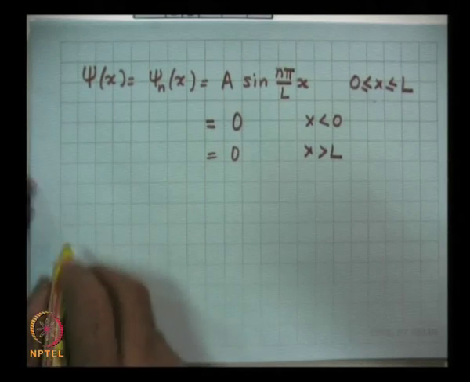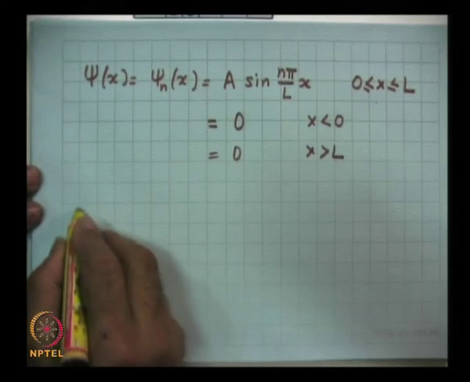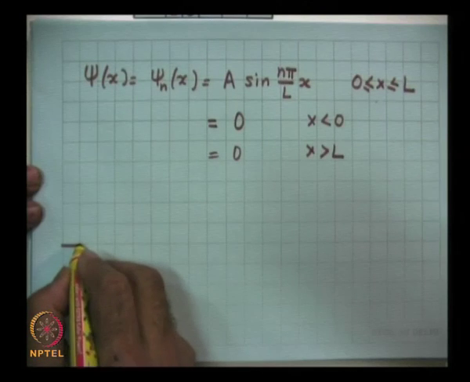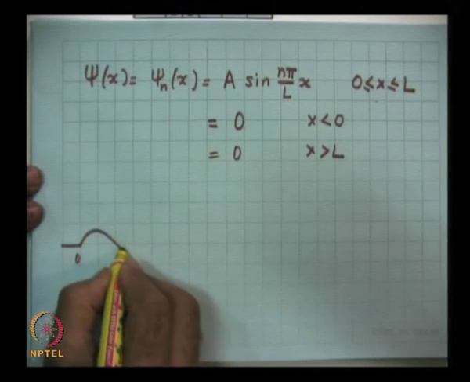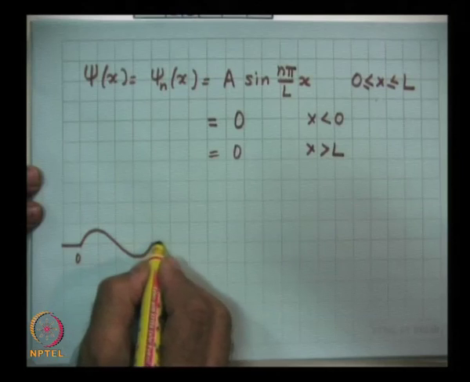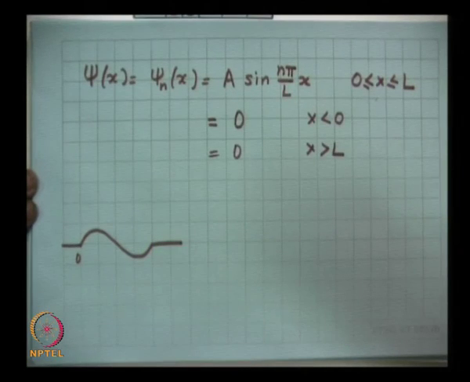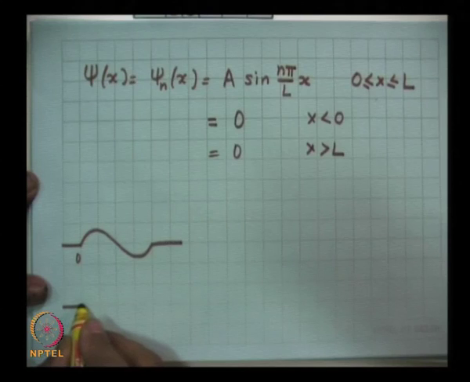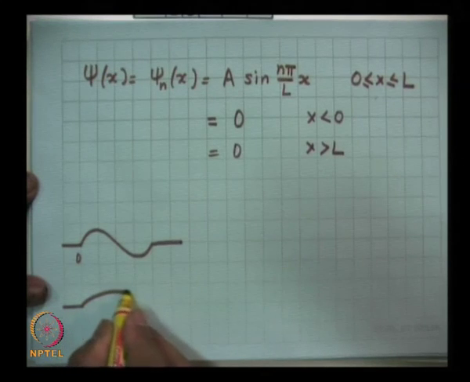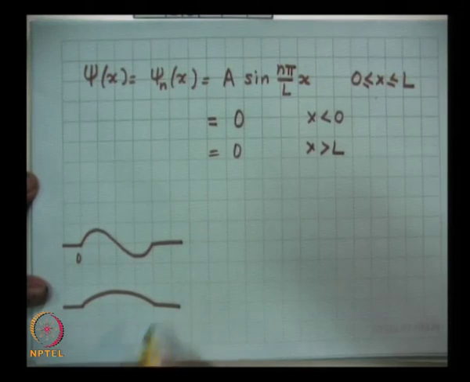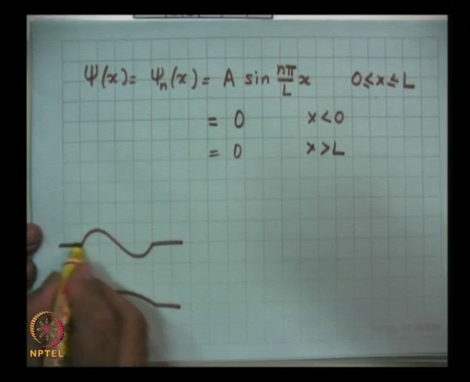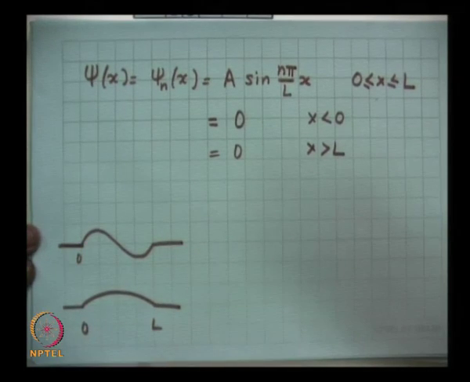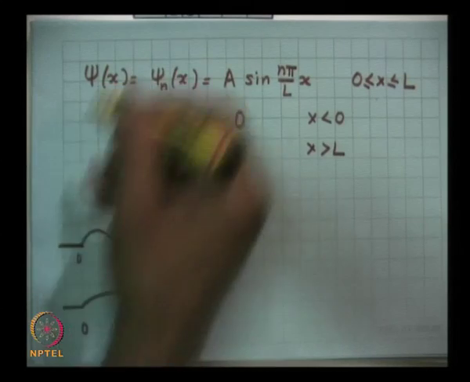So, you will have, for example, for the second state, it will start from 0, this is the x equal to 0 part, and then you will have like this, and then it will come like this. The first wave function will be something like this. So, it is 0 and this is the point x is equal to L, this is the point x is equal to 0, and so on for the higher order wave functions.